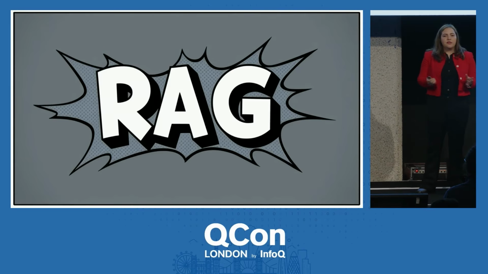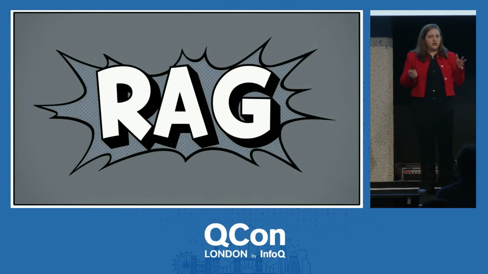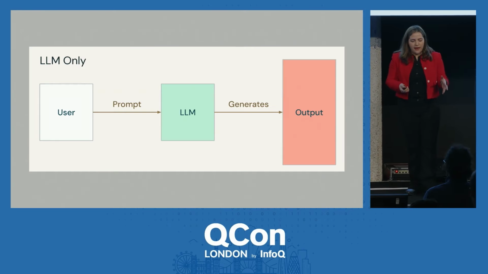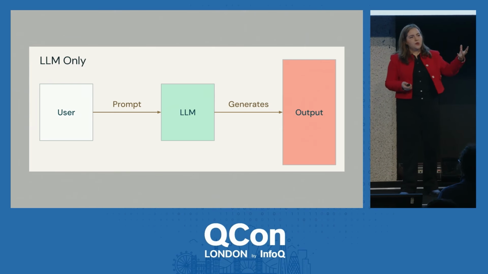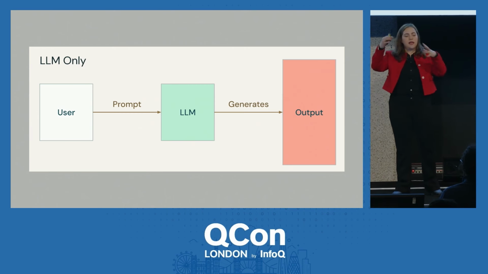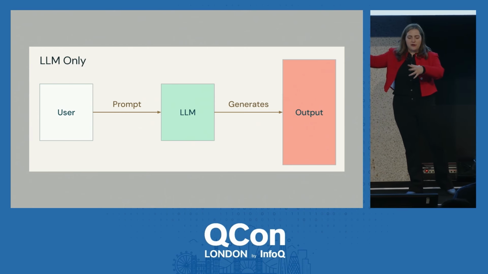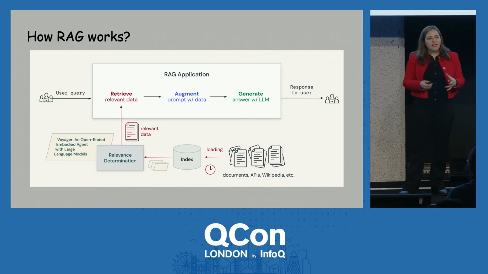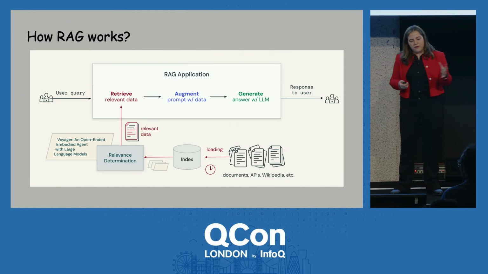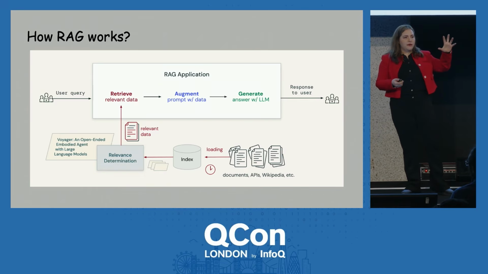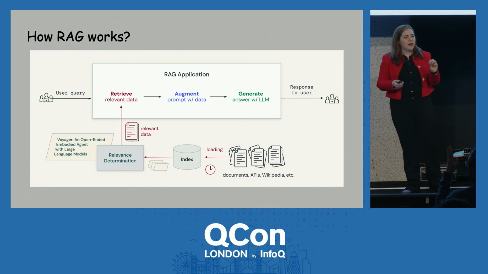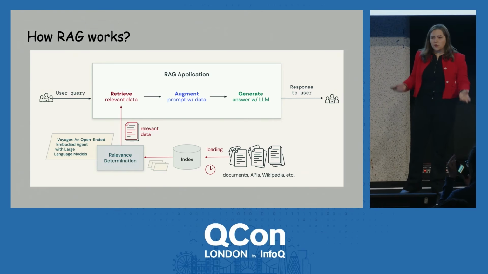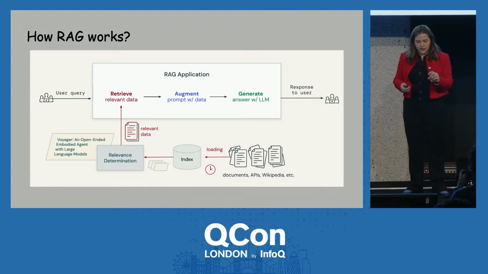So RAG, what is RAG? Retrieval Augmented Generation. If we have something very simple, like the LLM only, the user sends a prompt, the LLM takes the prompt, and it generates an output. With RAG specifically, we're adding a couple of layers. So we have the user query. Then we're looking to retrieve the data, some relevant information. So my algorithm there is going to do some search capabilities, and we're going to dive into it.